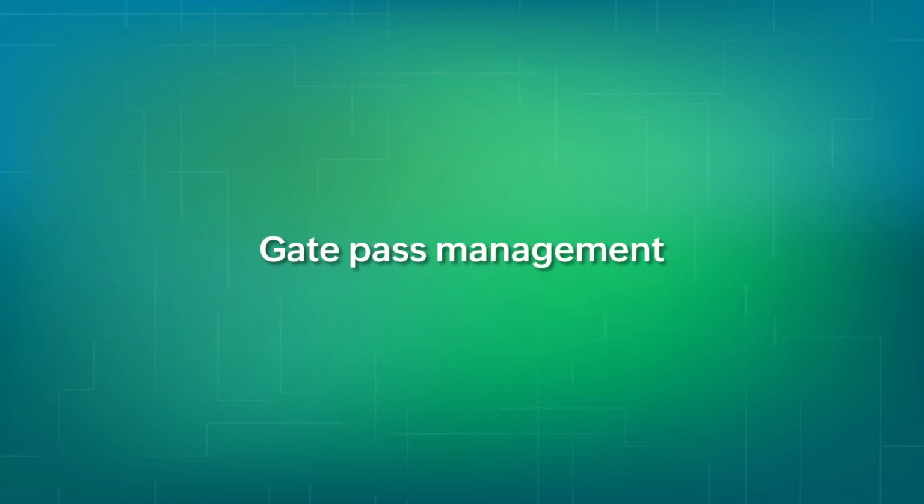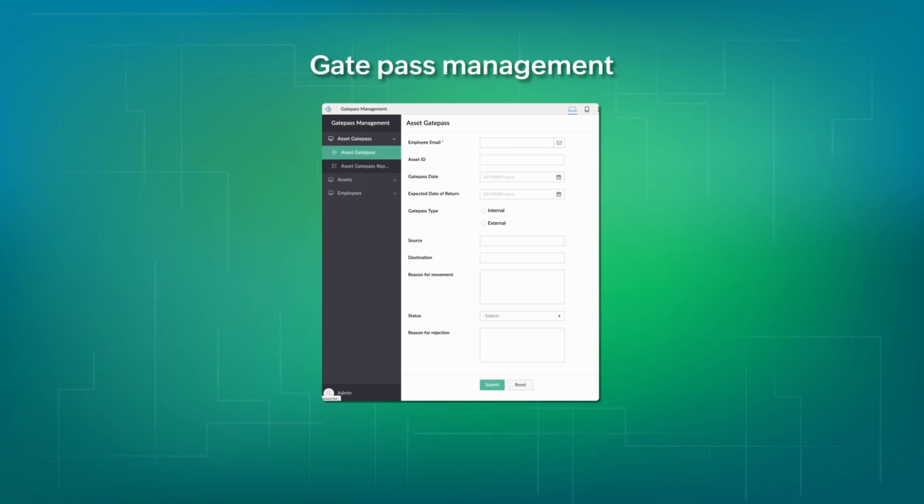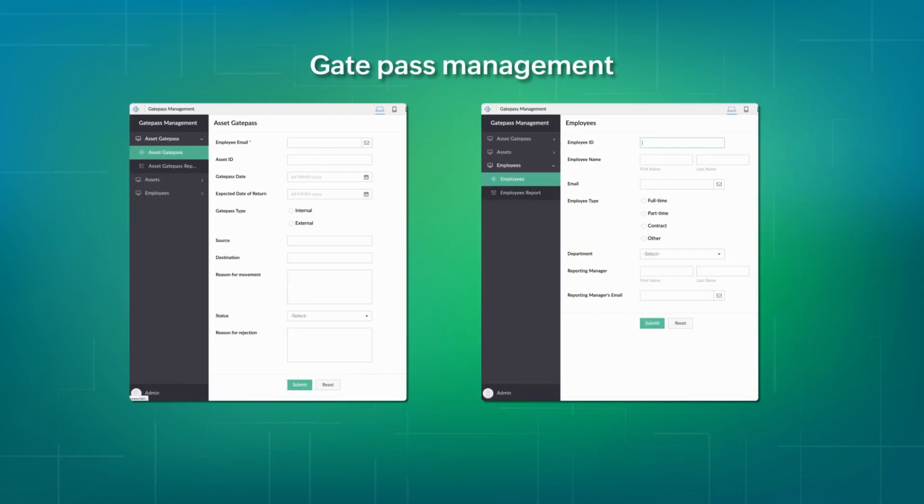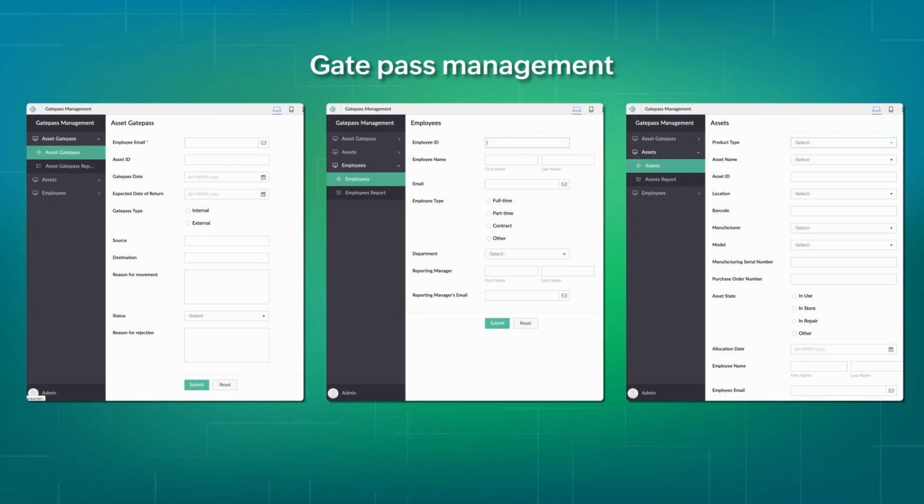For a gate pass management process, primarily we need 3 forms. A form to request gate pass for an asset, a form to collect the details of all employees in the organization, and the details of assets available respectively. We can have more forms, but for the time being, let's just stick to these 3.